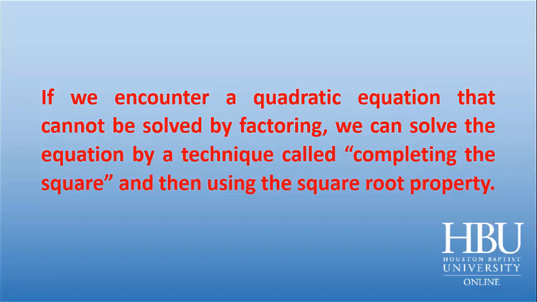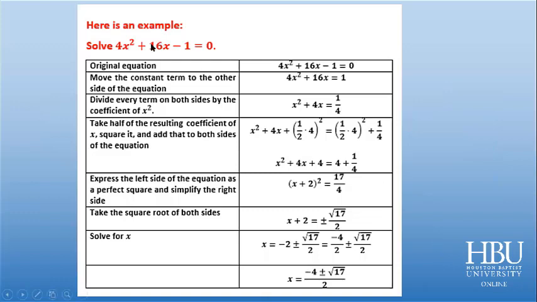Let's look at an example. Solve 4x squared plus 16x minus 1 equal to 0. This one cannot be factored, so we're going to complete the square. What are the steps to do that? Here's our original equation. Step 1 says to move the constant term to the other side of the equation. So if I add 1 to both sides, I end up with 4x squared plus 16x equals 1.